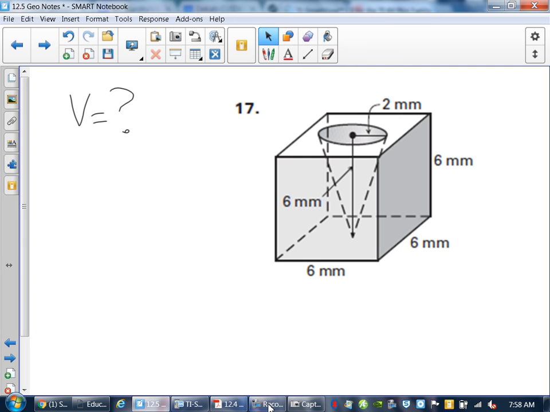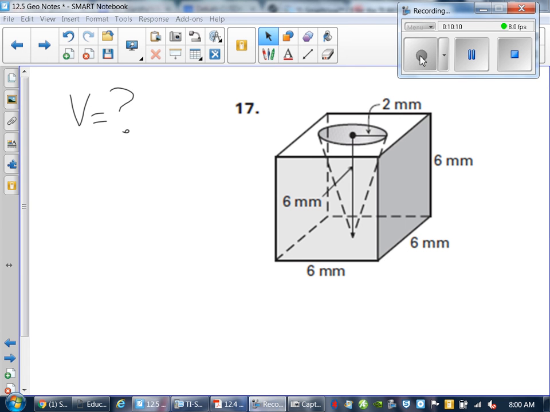Look on the slide here. As you guys have noticed, the overall volume would be the volume of the prism, subtract the volume of the cone. But since it's a cube, can you do 6 cubed? That's exactly what it is.